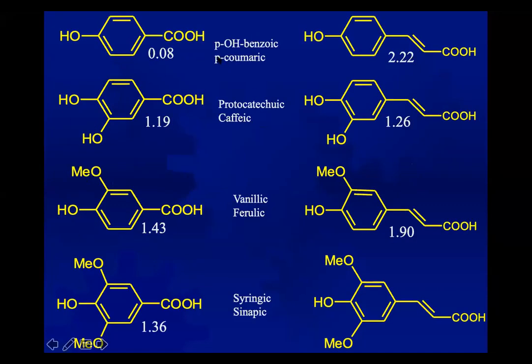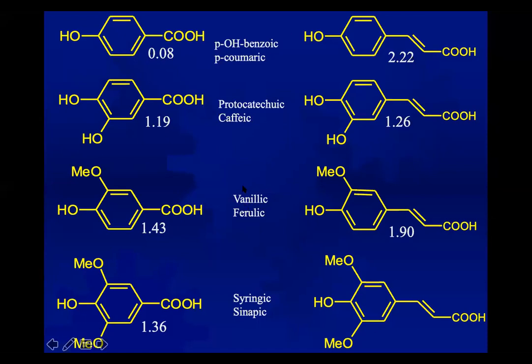Here you can see lots of examples of antioxidant phytochemicals: para-hydroxybenzoic acid, para-coumaric acid. They have 0.08 antioxidant activity. This is some sort of unit, and from these structures, here is their power of antioxidant activity. What we can see among all these compounds is that para-coumaric acid has the highest antioxidant activity compared to the others.